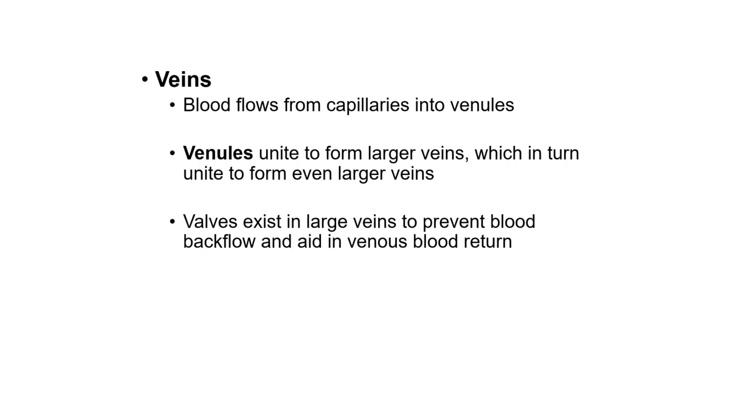So we have blood flowing from the capillaries into the venules. Venules unite to form larger veins, which in turn unite to form even larger veins. Then we have these valves that exist in the large veins to prevent any backflow, and they then aid in the venous blood return.